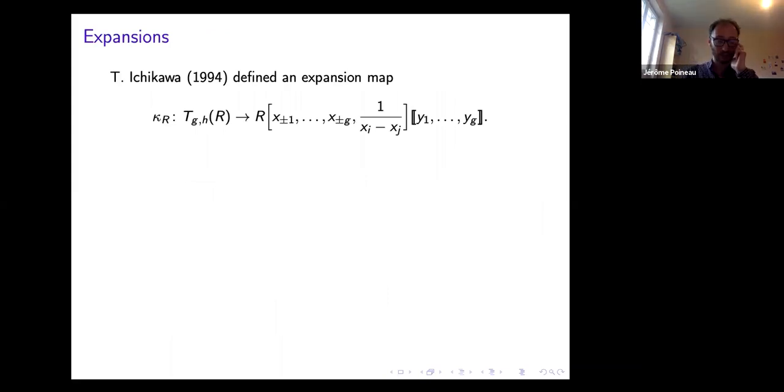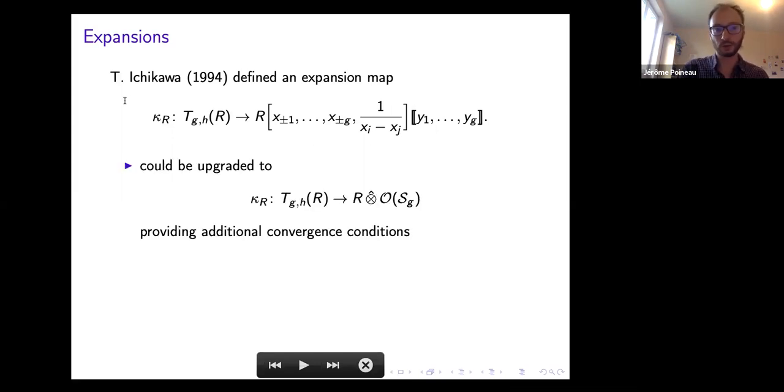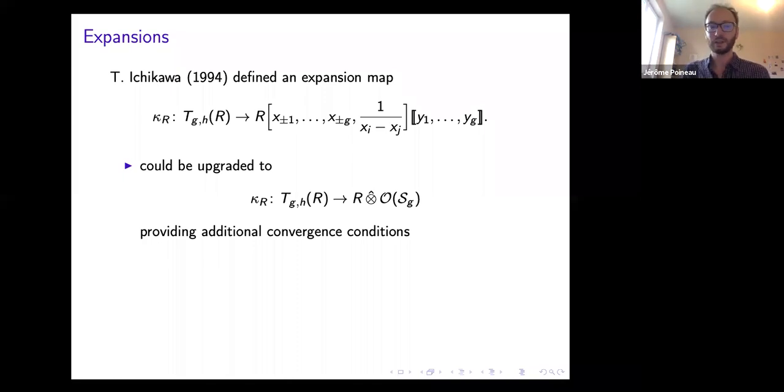So Ichikawa in his setting did not have functions on Sg, he has functions in this ring here, but with the theory I described before, we could somehow upgrade this expansion map to something with values in O of Sg, which basically means that you provide an additional convergence condition. So remember I told you at the beginning of the talk about this convergent arithmetic power series. So now the evaluation map could map into arithmetic convergent power series.